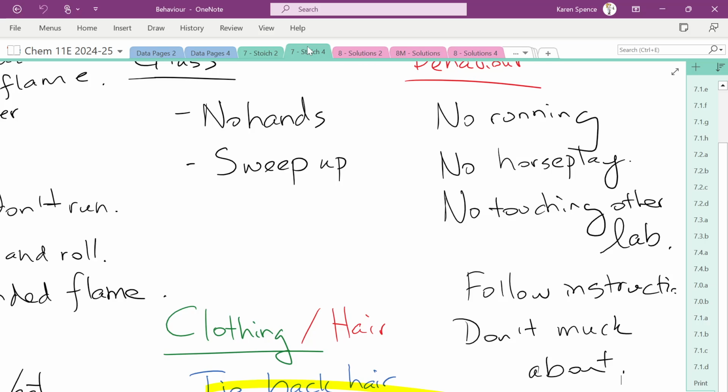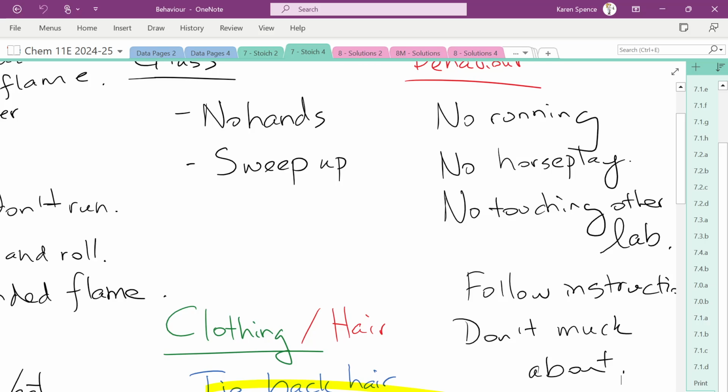There we go. What is that? No, you aren't yourself. Oh. Okay. Chem 11 stoichiometry 4. Okay.